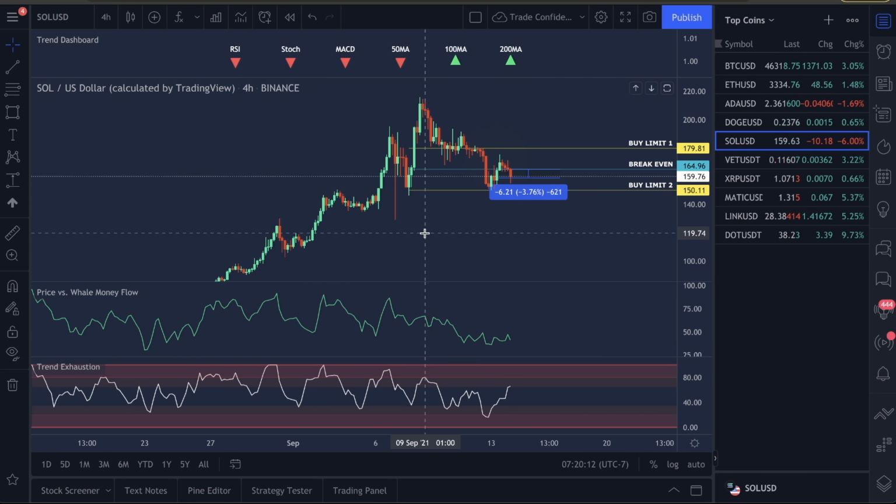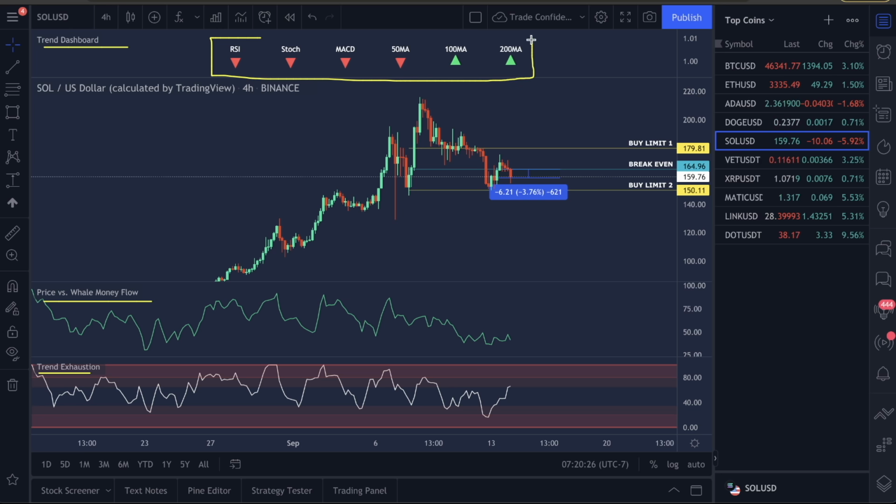No, I'm not going to start there. Let's start with this. If you guys have the trend exhaustion, the price versus the money flow, watch this. This is really interesting. I'm also going to talk about the trend dashboard today. The trend dashboard right now shows me all of what the retail traders use.